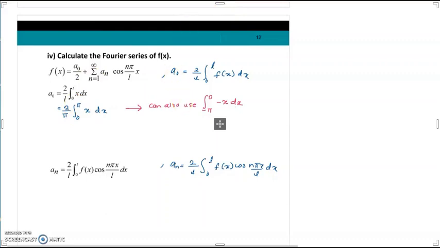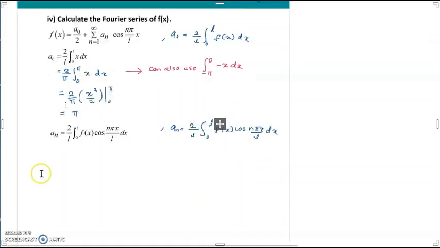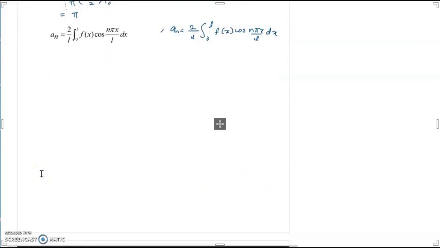This is just a straightforward integral. So we have 2 over pi, x squared over 2, evaluated from 0 to pi. So to cut the story short, at the end we'll get pi. You may want to work it out on your own. And then we compute for the a_n. a_n is given by 2 over L.